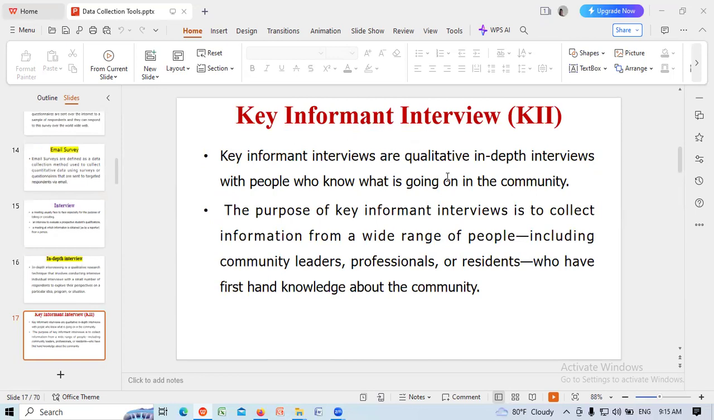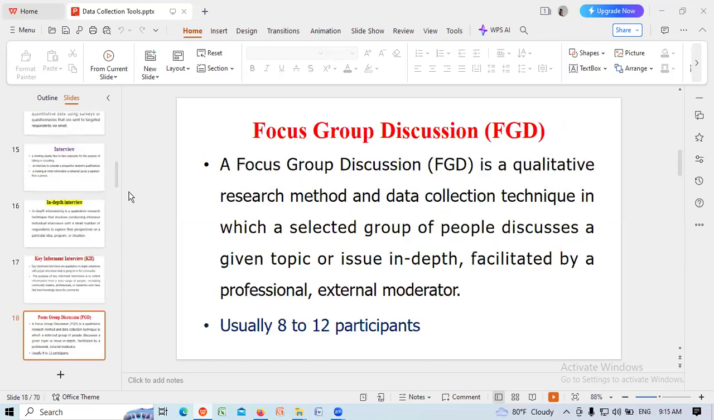Key informant interviews are qualitative in-depth interviews with people who know what is going on in the community. The purpose of key informant interviews is to collect information from a wide range of people, including community leaders, professionals, or residents who have first-hand knowledge about the community.